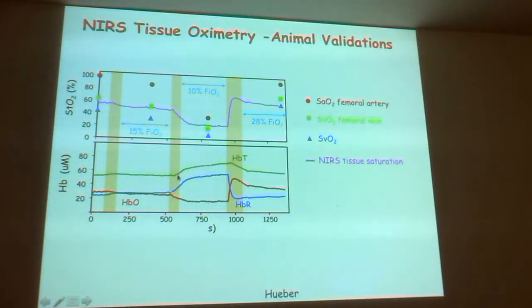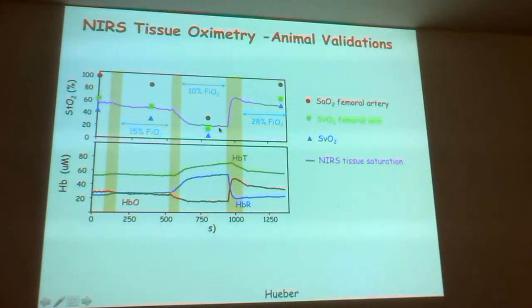Physiologically, because there's less oxygen in the blood, the arterioles actually dilate in order to deliver more blood to the tissue to compensate for the fact that it has less oxygen. And this is why we see that the total hemoglobin concentration goes up. As for the gold standard measurements, if you take oxyhemoglobin divided by total hemoglobin, it gives you the hemoglobin oxygen saturation, which is the magenta line here.